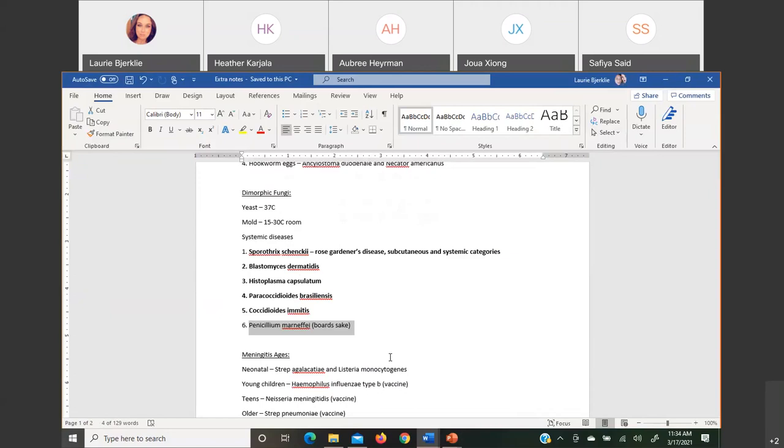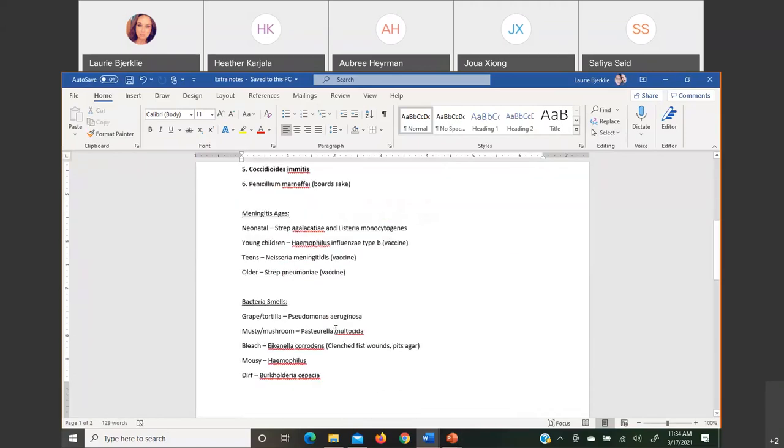You do not need to know this for Friday's exam. You just need to know for boards. So anything new that I added on today, like alternaria, geotrichum, Malassezia furfur, Penicillium marneffei, you don't need to know for Friday's exam. You just need to remember for boards. And you guys have already started seeing those questions anyway on the MediaLab CE site, so that's helping.